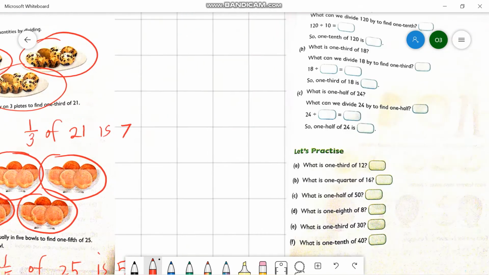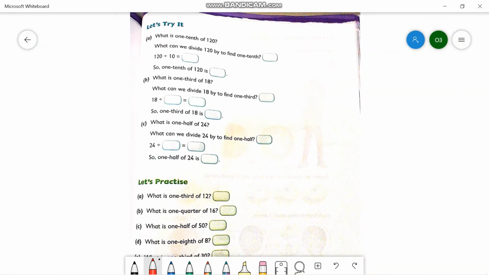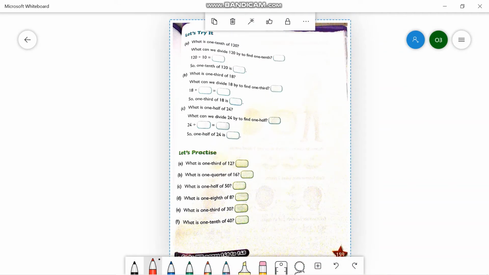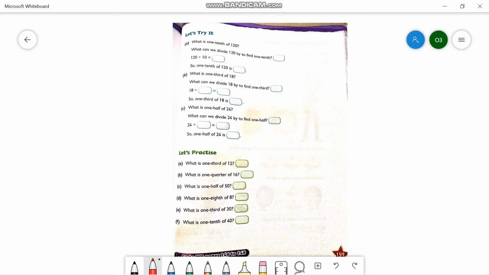Okay, now let's go to the exercises here in your student's book, page 159. Let's try it. What is 1/10 of 120? What can we divide 120 by to find 1/10? So 1/10, it means we're going to divide 120 by 10. Okay? 120 divided by 10.